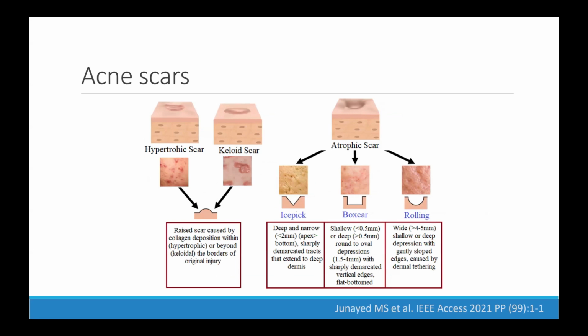In terms of the types of acne scars, you can have hypertrophic scars or keloid scars. The other category of scars are atrophic scars, and you can see there are three main types. The ice pick scars, which are deep and narrow, less than 2 millimeters, sharply demarcated tracts that extend to the deep dermis. Box scars, which are either shallow or deep, round to oval depressions with sharply demarcated vertical edges and flat bottoms, as well as rolling scars, which are wide, more than 4 to 5 millimeters, shallow or deep depressions with gently sloped edges, and these are caused by dermal tethering.